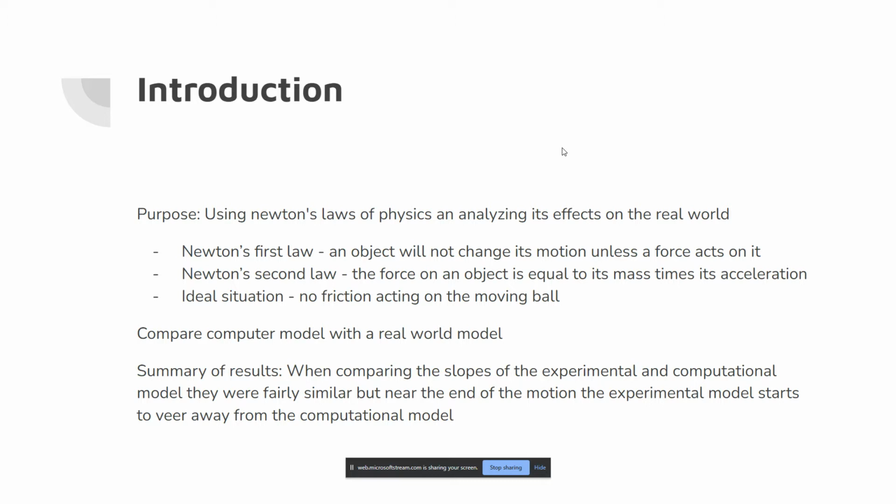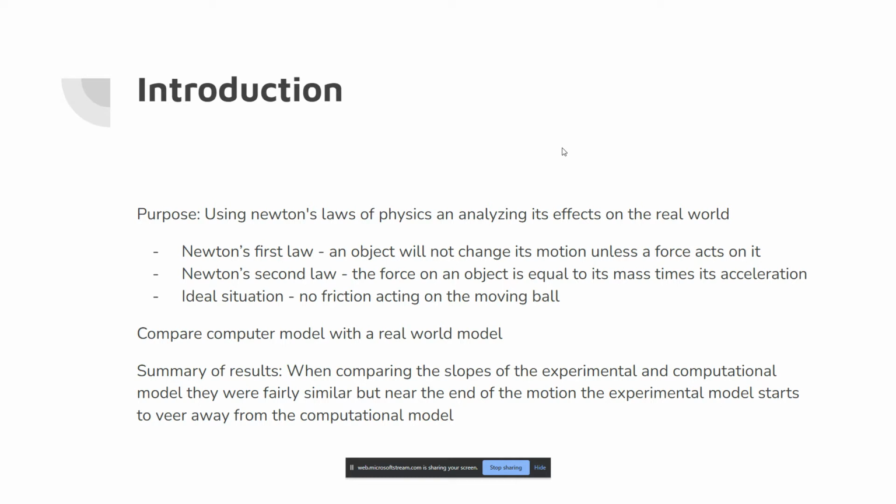In this lab, we're using Newton's laws of physics to analyze their effects on the real world. We're looking at Newton's first law, which states that an object will not change its motion unless a force acts on it, and Newton's second law, which states that the force on an object is equal to its mass times acceleration. The ideal situation in this lab would be that no friction is acting on the moving ball. In this lab, we compare the computer model with the real world model.